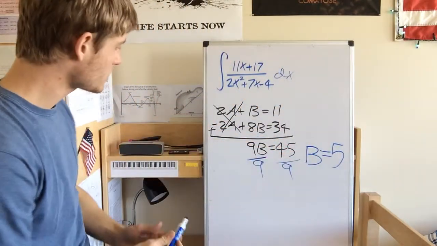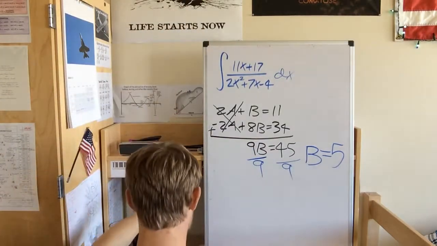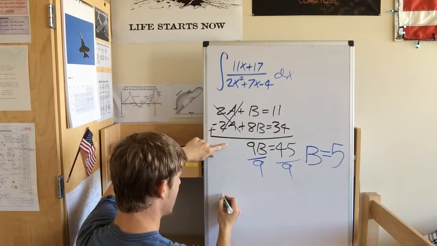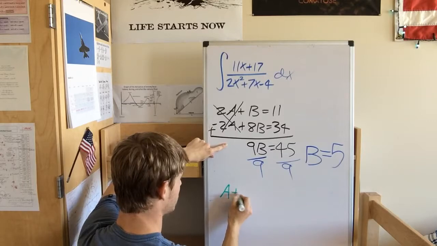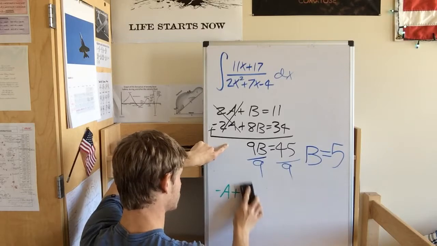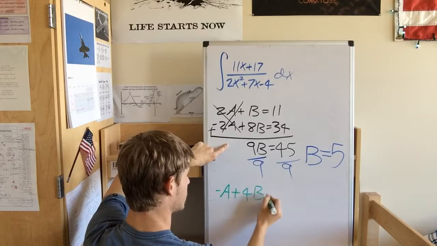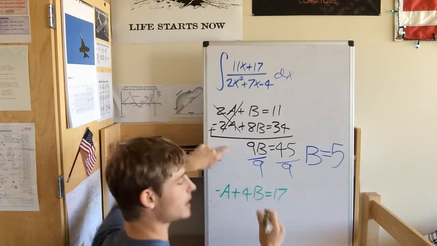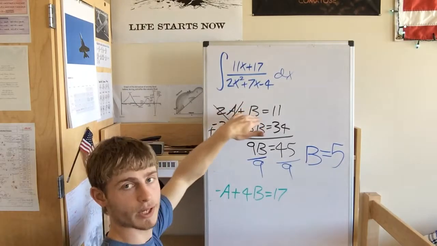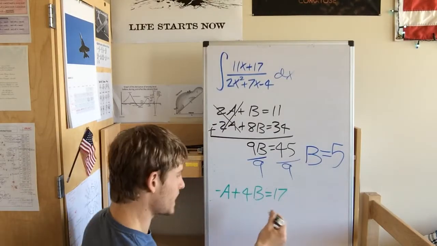Now we have one. Now let's take one of our equations. I'm going to do this in a green pen. Let's take our negative a plus 4b equals 17. Now remember, that was this before we multiplied it by 2. You could pick either equation. You're just picking one of the equations and you're going to solve it. And now we're going to solve this for b equals 5.